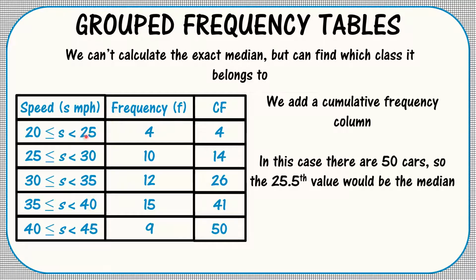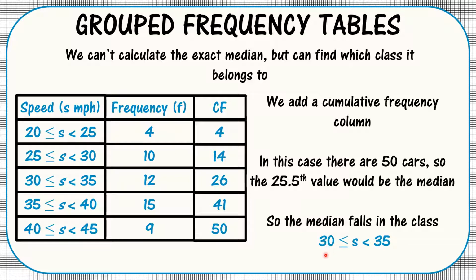As you can see, this class goes up to 4, this class goes up to 14, and this class goes up to 26. So we know that the 25.5th value lies in this class. Therefore, we will say that the median is when S is greater than or equal to 30 and when S is less than 35.